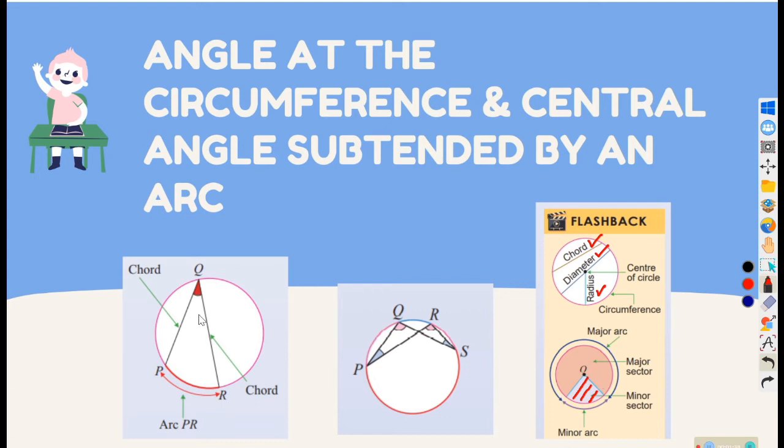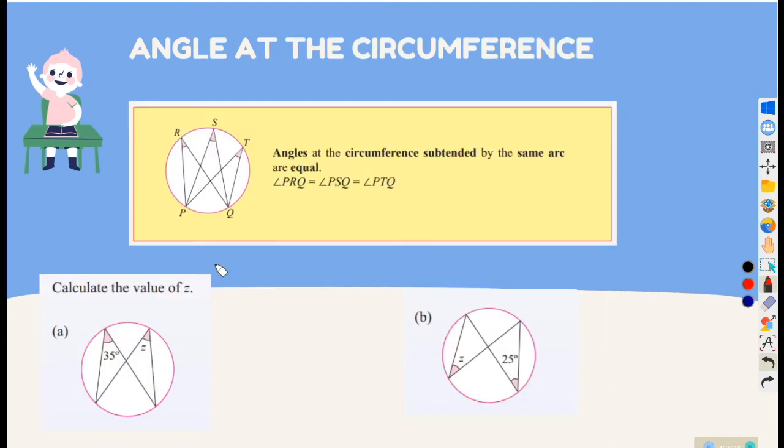For today we want to learn angles at the circumference. In this example, we want to find the value of the angle at Q, the red one here. You can see this is a chord, this is also a chord, and this is the arc PR. And this is the other example, PQRS. So we move on to the next slide.